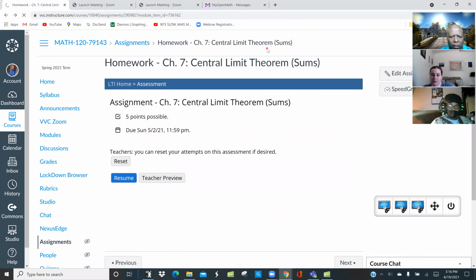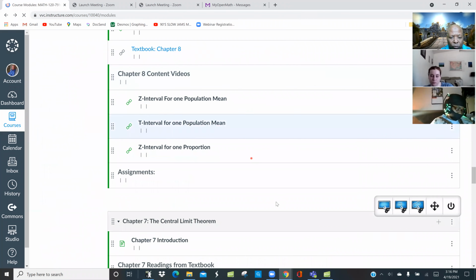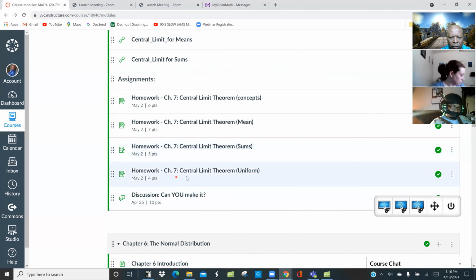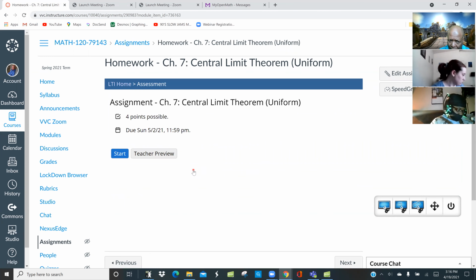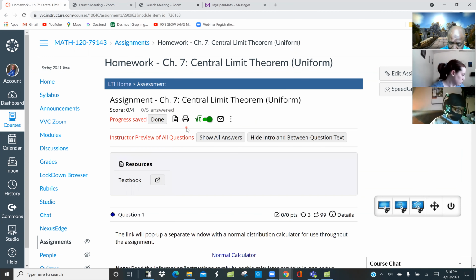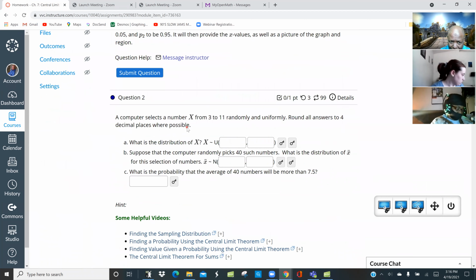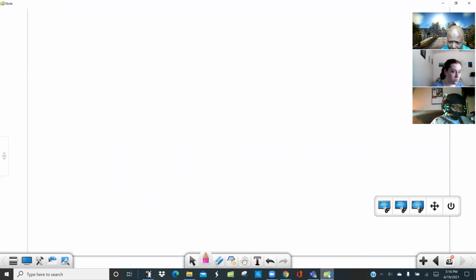Let me go to the last part, which is about the uniform distribution. In other words, if we know that the original distribution is not normal, it is uniform, whereby we have to compute the mean and the standard deviation first. Like number 2 here.